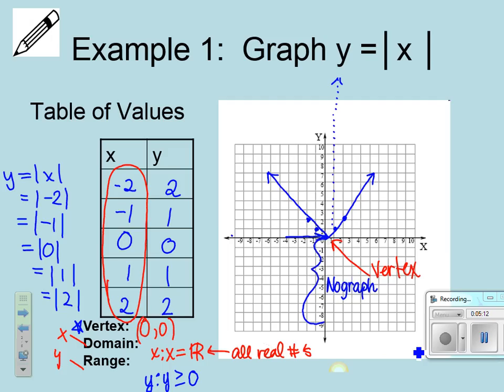You could also look at your table and you can see that it goes from 2 to 1, back to 0, then back up to 1, then back up to 2. So all my values, nothing was less than 0. So everything greater than or equal to 0 would be the range of this graph. All right, so the big idea here is that we're going to get V-shaped graphs, absolute value, V for value.